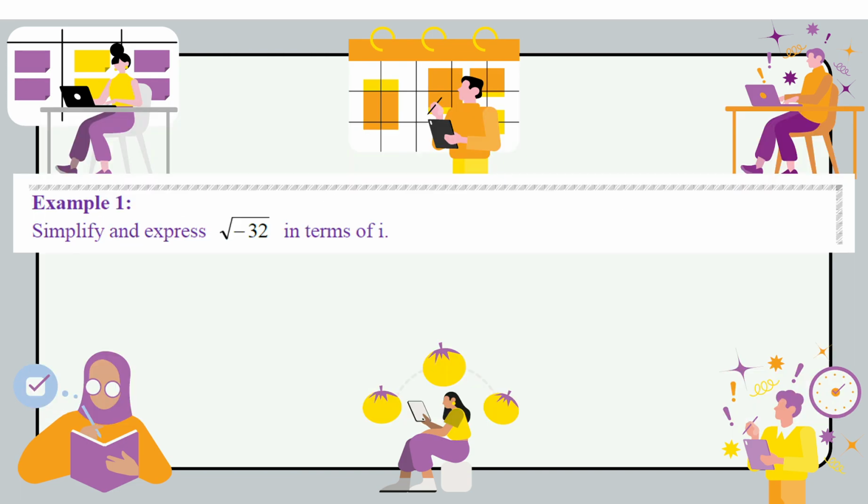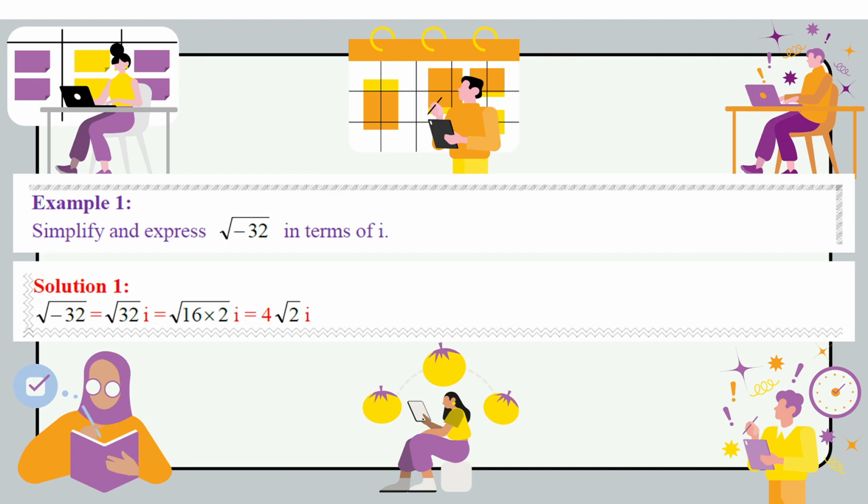Well done. Okay, simplify and express the square root of -32 in terms of i. Pause and work. I know it's hard, it's the first time you work on it. Just check your answer. Take out the negative first and it becomes i. So square root of 32 times i. I know how to do it, take out 4, it becomes 4 root 2 i.